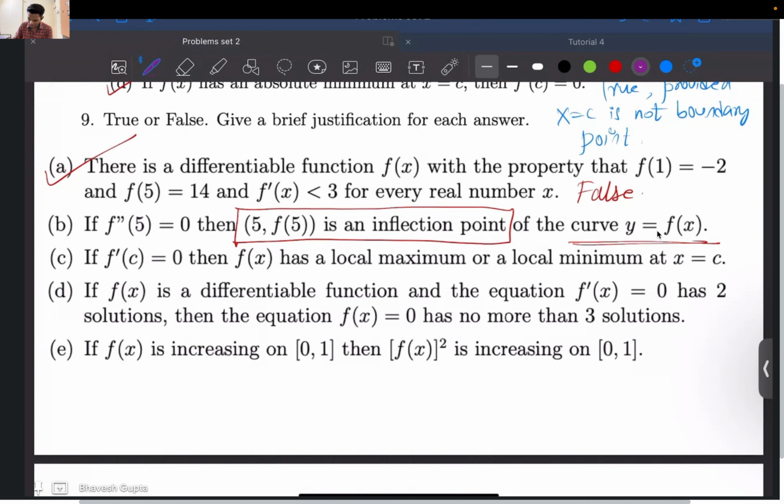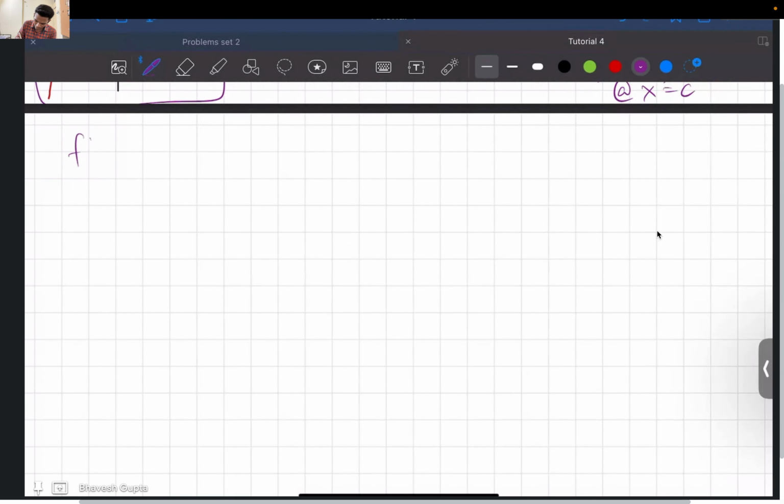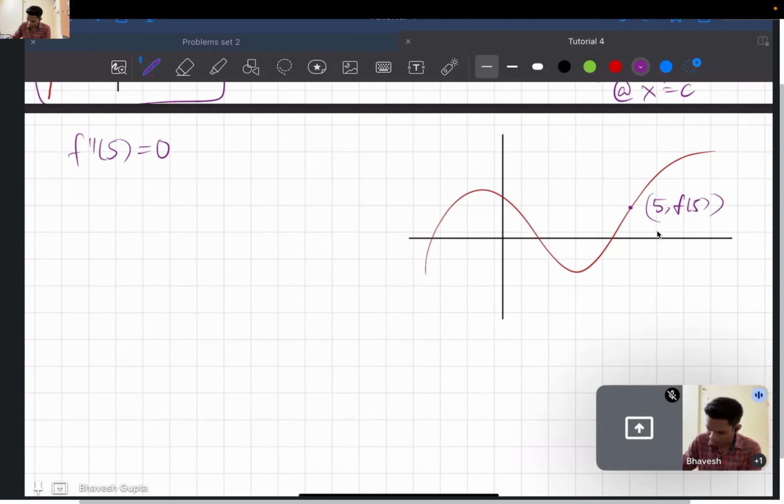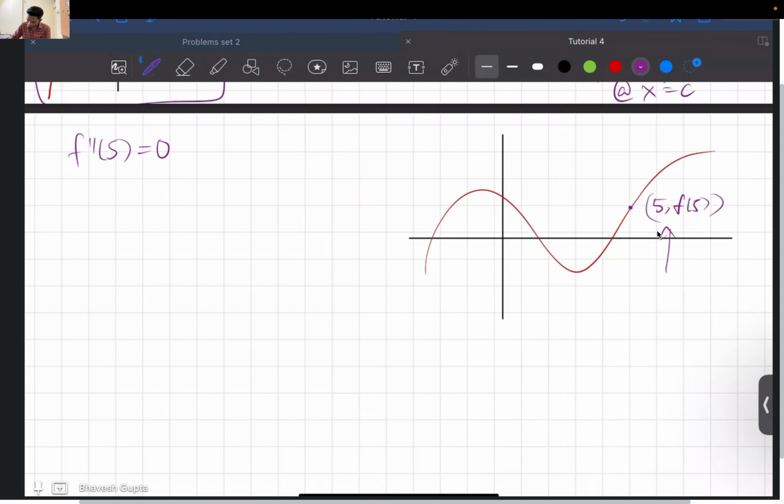And what is given to me is that the double derivative at 5 is 0. So I just want to know, let's say this is my behavior, and this is some behavior here, okay, and the question is whether this coordinate 5 comma f of 5 is an inflection point. Is this an inflection point?